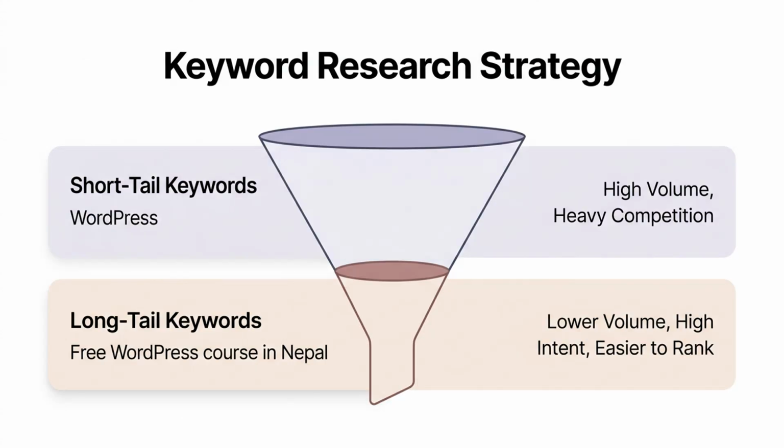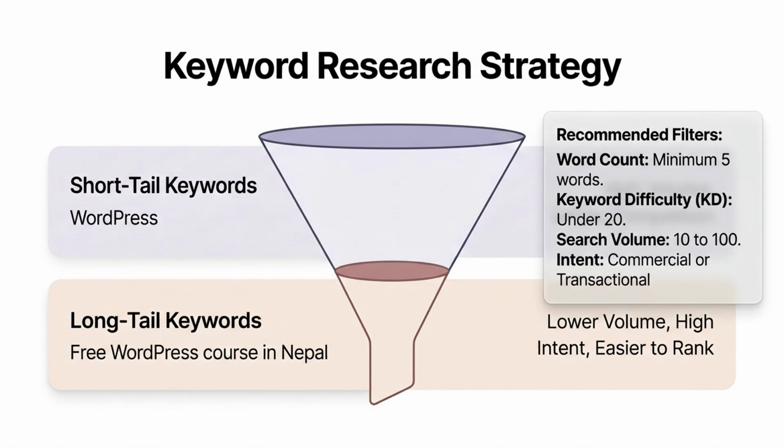Moving on to keyword strategy, we must understand the difference between short-tail and long-tail keywords. A short-tail keyword like simply WordPress has massive search volume, perhaps 20,000 plus searches, but the competition is incredibly fierce. For new or budget-limited sites, we want to target long-tail keywords, such as free WordPress course in Nepal, which have lower competition but capture a highly specific user intent.